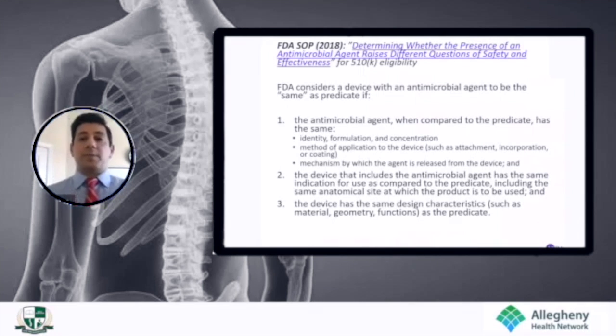FDA has also published an SOP regarding 510K eligibility criteria for devices with antimicrobial agents. The medical devices with antimicrobial agents, to be substantially equivalent to the predicate, should have the same identity, formulation, concentration, technology, and indication for use. To be realistic, due to the very limited number of antimicrobial orthopedic devices to be used as predicates, the 510K pathway is not really helpful for orthopedic devices with antimicrobial agents or technology.